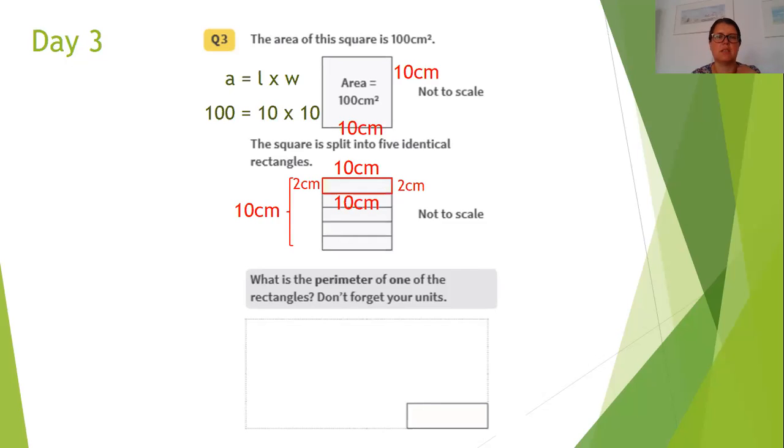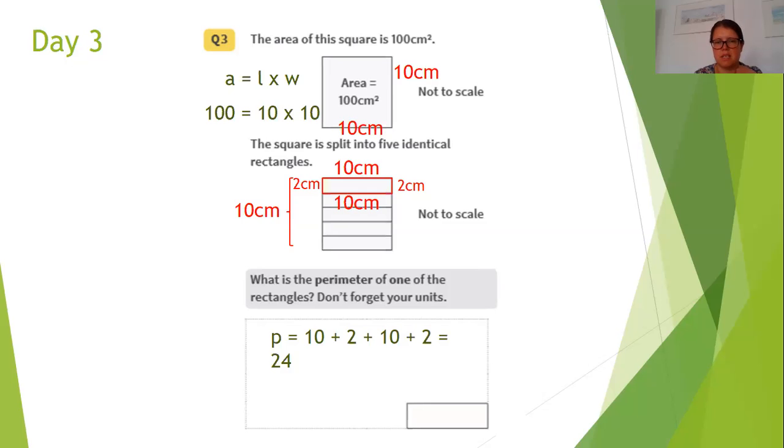Now this is where you could do all of this workings out, but then not get the marks because you mix your perimeter and area. Remember, we want to find the perimeter of one of the rectangles. Now the way I'm going to do this is count round and add them up. So I've got 10, add 2, add 10, add 2. You may do 10 add 10 and 2 add 2, or you may add the length and the width and double it, but hopefully we've all got the same answer, which is 24.